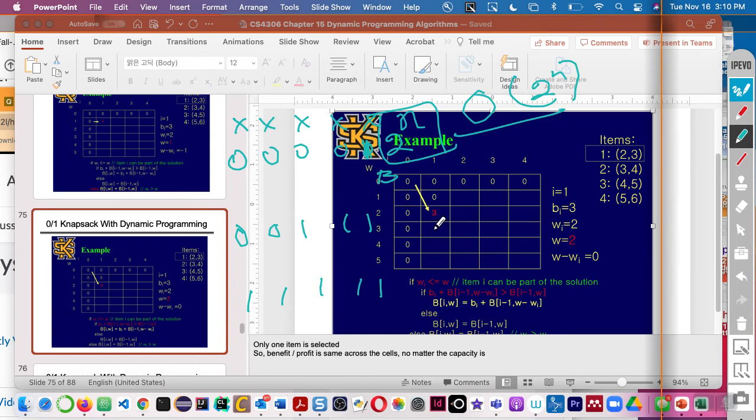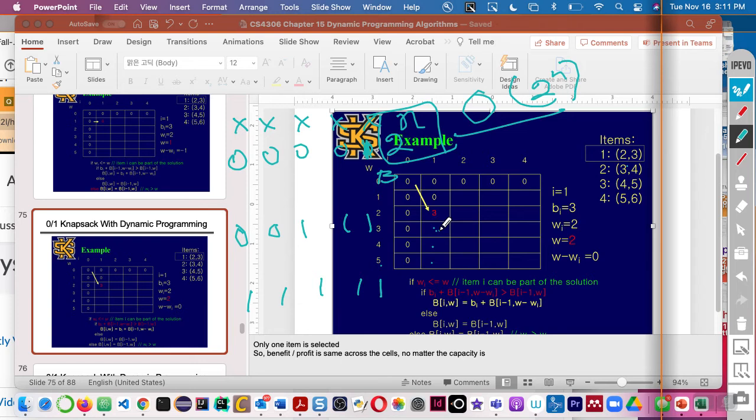So now what will be the remaining values? If only one item is selected, is there any more way that you will be getting more benefit? No. Only 3, right? So the remaining values will be 3, 3, 3. Since only one item is selected, the benefit or profit is the same across the cells, no matter the capacity. If your maximum capacity is 5 pound and you select only one item, still your profit is 3.